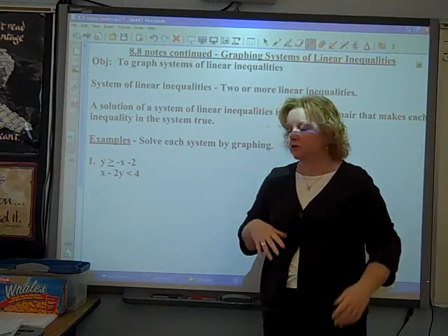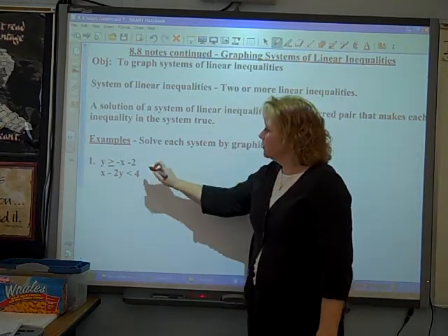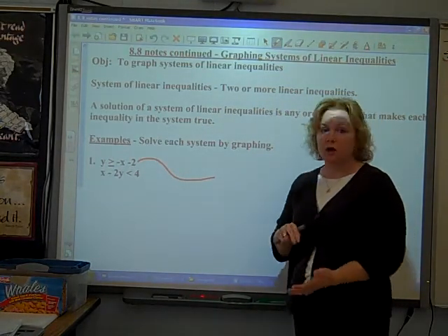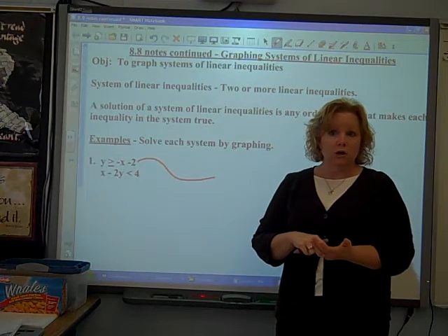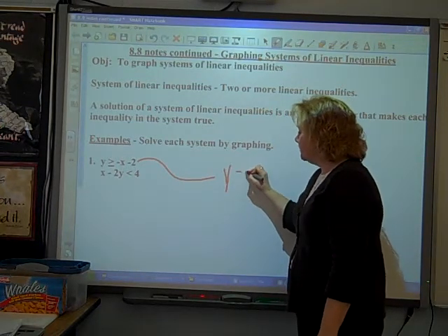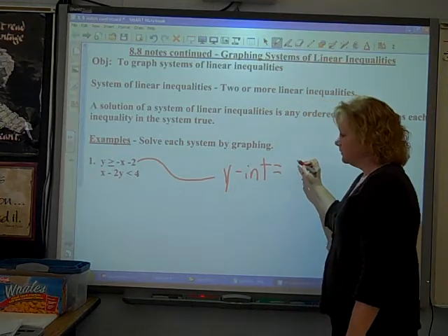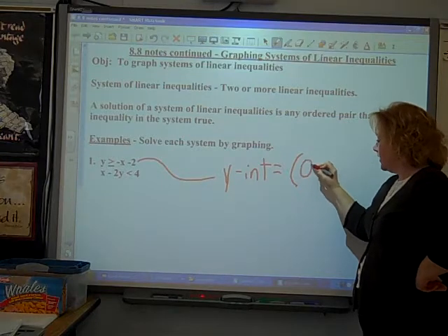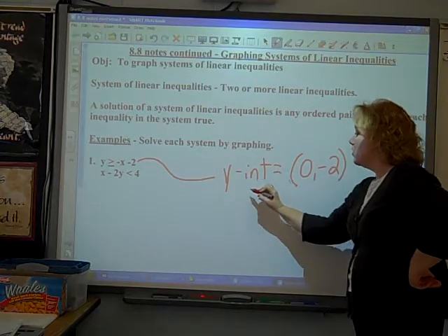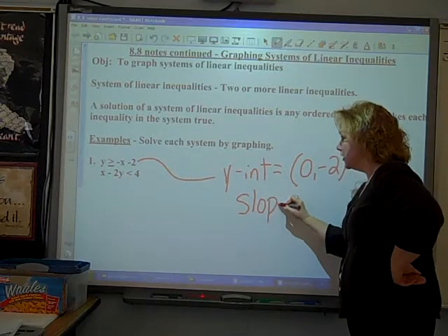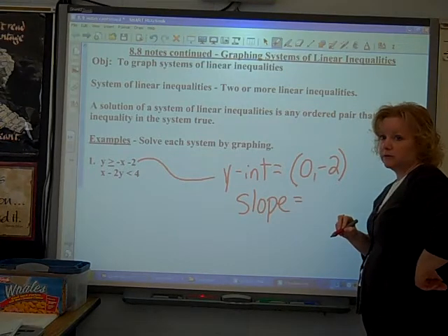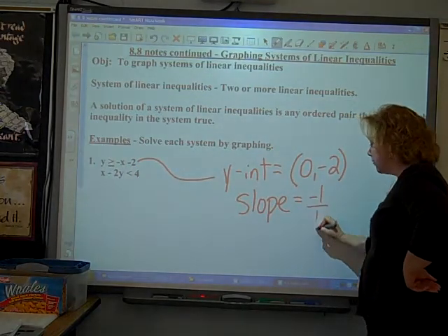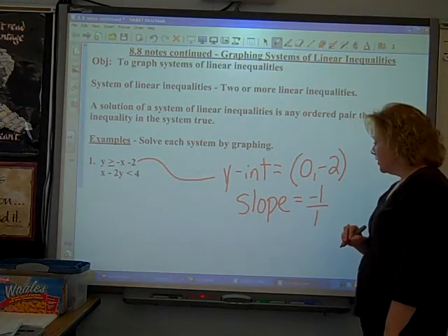Okay, so let's do one so that you can see it. Okay, so look at this first one right here. I have y is greater than or equal to -x minus 2. It is in slope-intercept form. So my y-intercept is what? What's the y-intercept, Brittany? 0, -2. Okay, 0, -2. What is my slope, Mark? Tell me my slope. -1. Okay, so my slope is -1. I'm going to put it in that rise over run form.